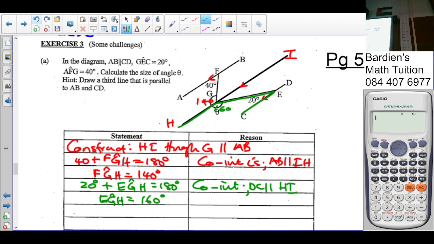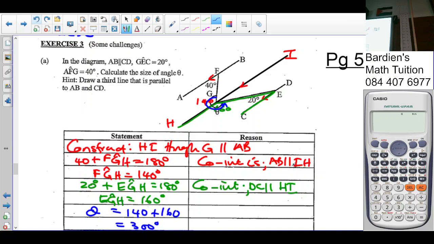But have I answered the question? No. The question actually covers both those angles that I've calculated. You understand? So that theta is equal to 140 degrees plus 160, which is 300 degrees, and no reason required. No, not given. But you guys understand? Yes.